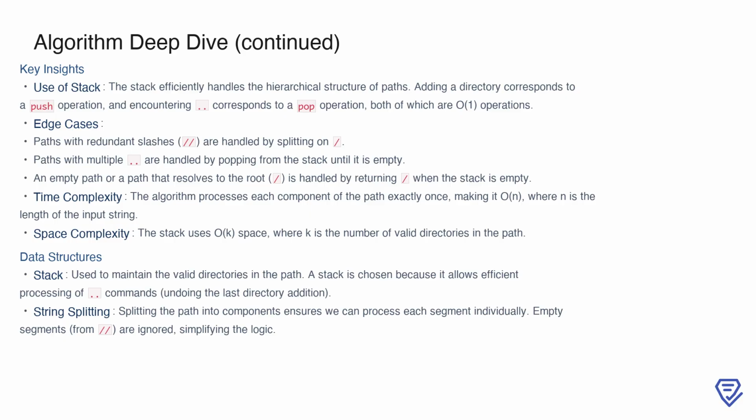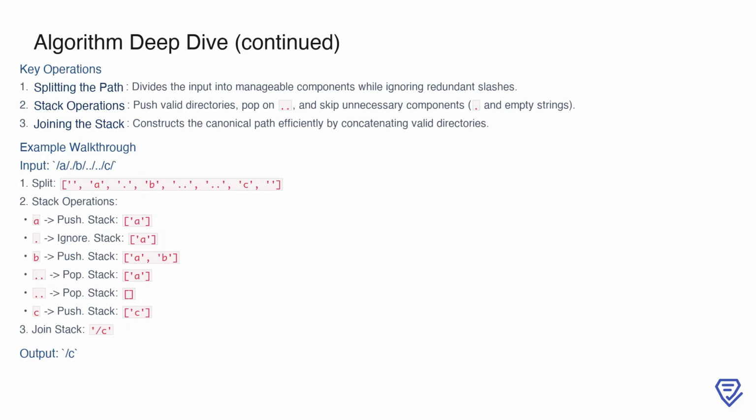The space complexity is O(k), where k is the number of valid directories, as this determines the maximum size of the stack. Overall, by using a stack and splitting the input path, we achieve an efficient and robust solution for simplifying Unix-style file paths. The key operations in our algorithm include splitting the path, processing the components with stack operations, and finally joining the stack to construct the canonical path.